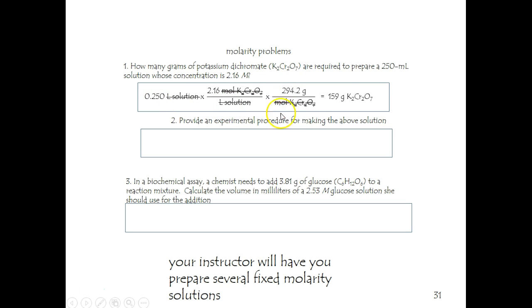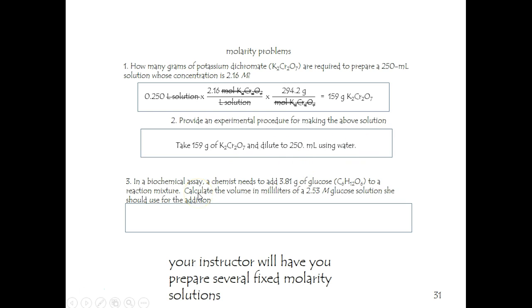You can do it all in one line. Doesn't matter what order you do it. You can start with what you're given. We have 0.25 liters of solution, quarter of a liter, and it is at that concentration, 2.16 moles per liter. Notice the liters of solution cancels. And if you do add up the molar mass of potassium dichromate, you'll see that it's 294.2. And therefore, that shows you how many moles you're using, and this converts from moles to grams. And it turns out you better take 159 grams of potassium dichromate if you're going to make that solution. Then you dilute it to 250 mL using water. Take your solute, dilute it to 250 mL using water.